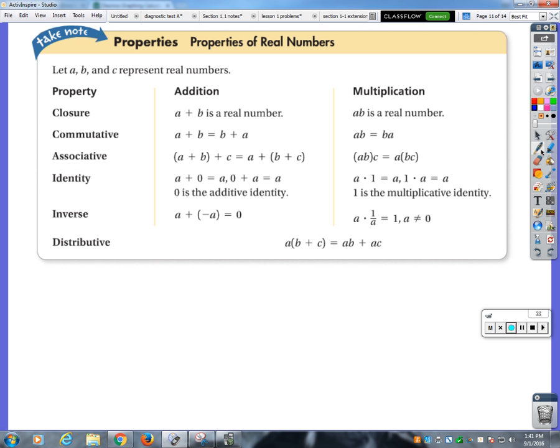The associative property is just how you are grouping them together. So you could add the A and the B first and then add the C, or if for some reason it was easier, are there any golfers in here? Anybody on my golf team?